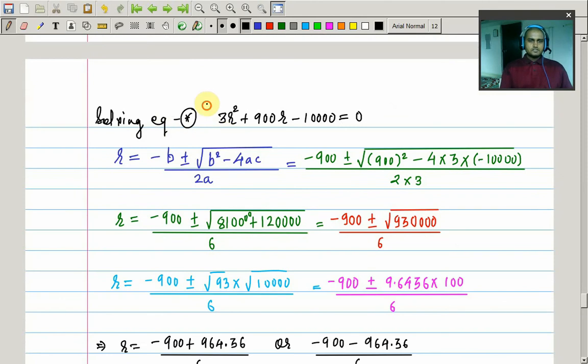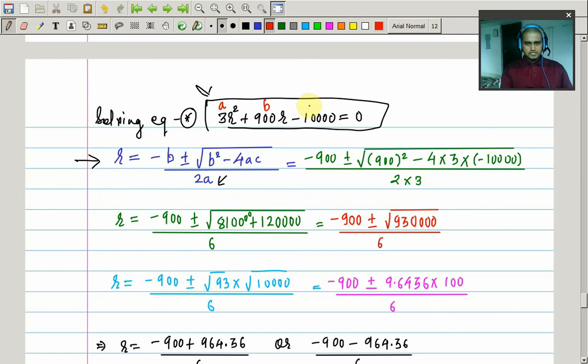Solving this quadratic polynomial using the standard formula, R is the root of this quadratic polynomial. It is given by minus b plus or minus the square root of b square minus 4ac, upon 2a. So what is b? This 3 is a, this 900 is b, and this minus 10,000 is c. So c is with a negative sign.